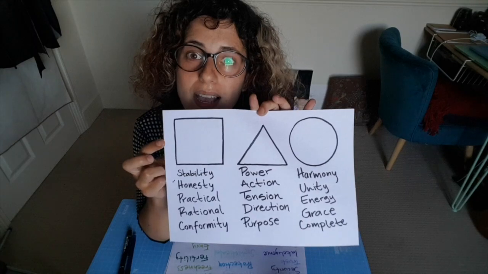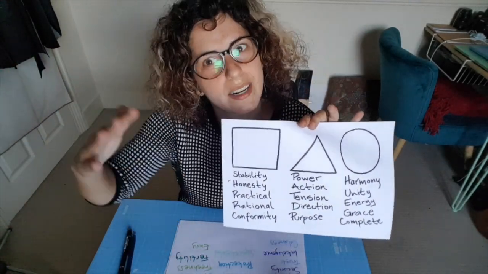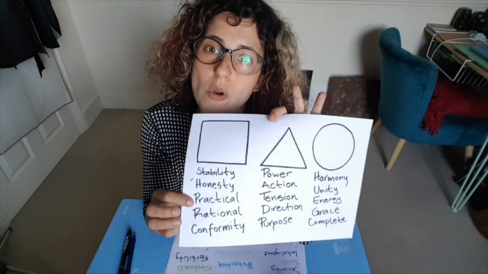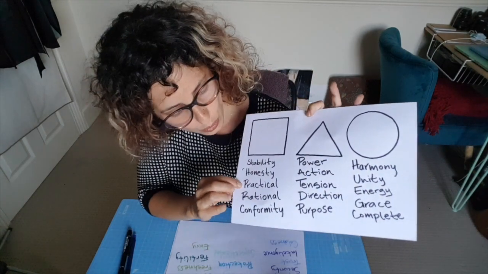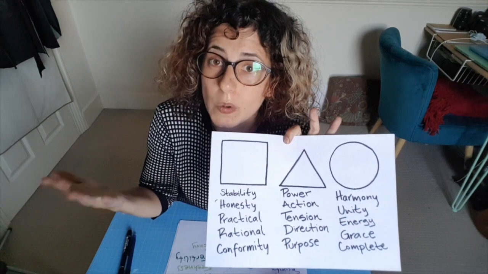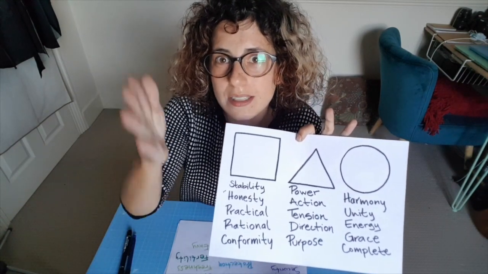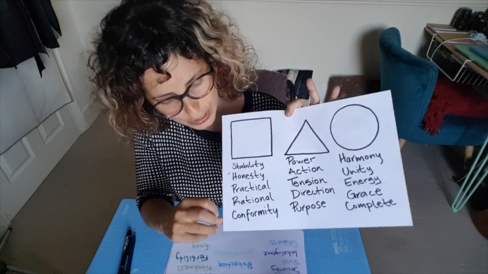And so a square means stability, because you can't knock it on its side. It's a very stable shape. And with that comes honesty. It also is a practical shape, because it's one of the shapes we recognize the most easily, and is a very tidy shape. So you can fit a lot of squares next to each other.